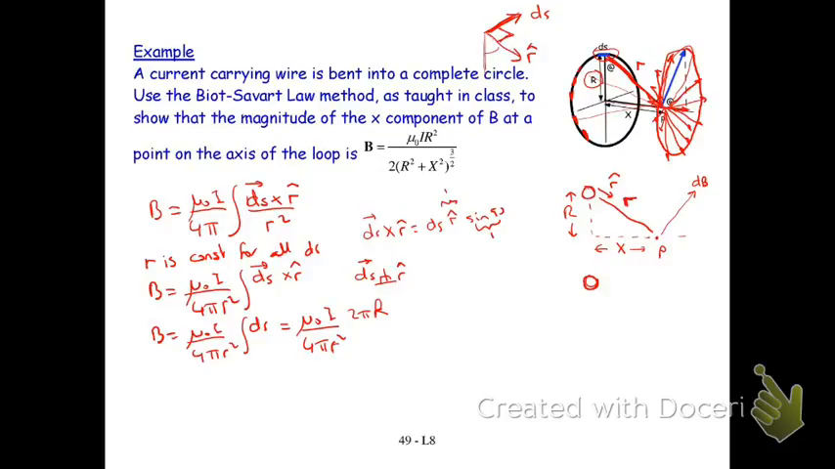This 2 pi R is using the circumference of this guy, which is 2 pi big R. They're not the same. That's a little pitfall you've got to watch out for. Okay, let's simplify. So this is going to be mu naught I. That 2 pi over that 4 pi becomes 2 R over R squared.